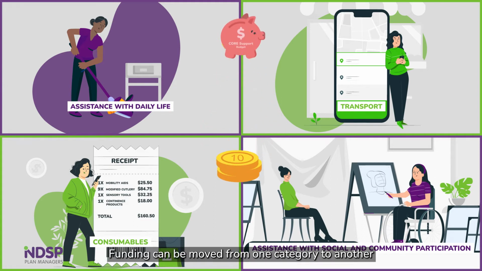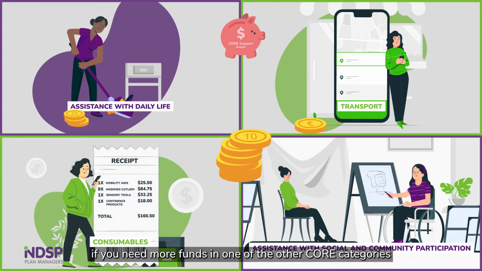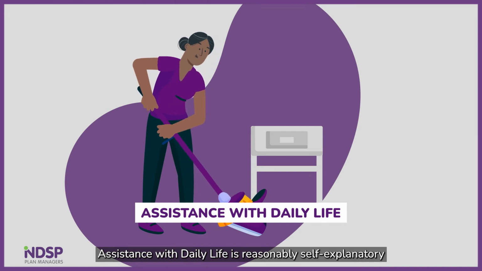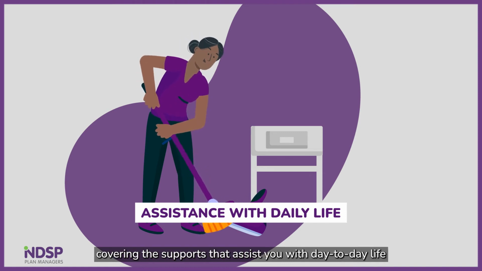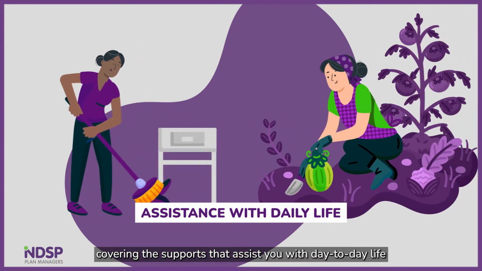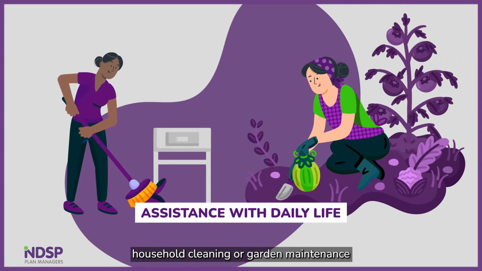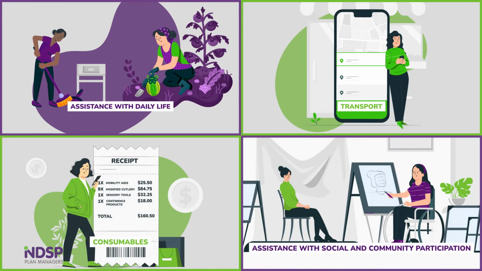Funding can be moved from one category to another if you need more funds in one of the other core categories. Assistance with daily life is reasonably self-explanatory, covering the supports that assist you with day-to-day life. This can include activities such as household cleaning or garden maintenance.